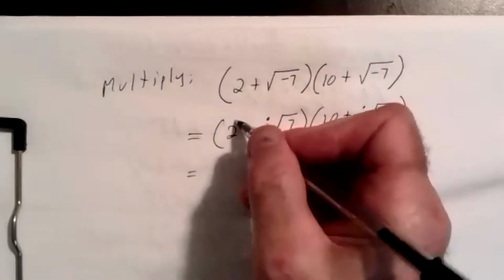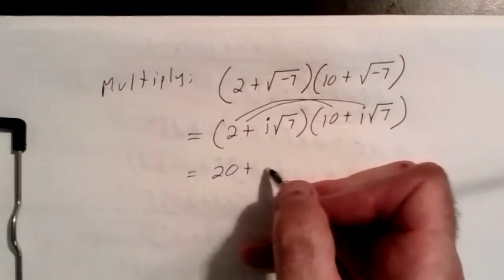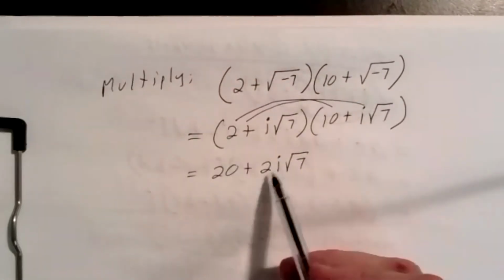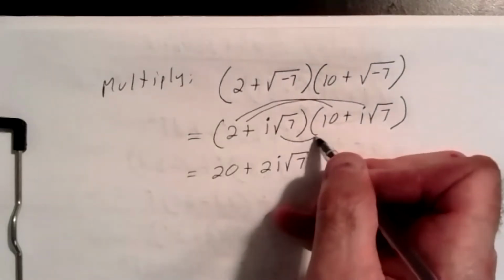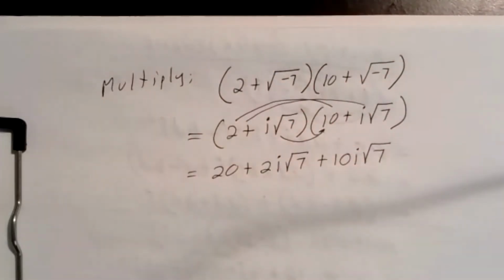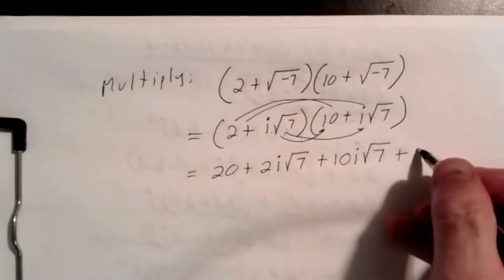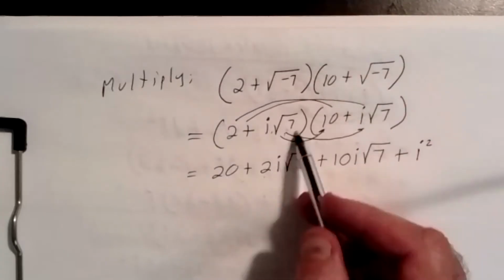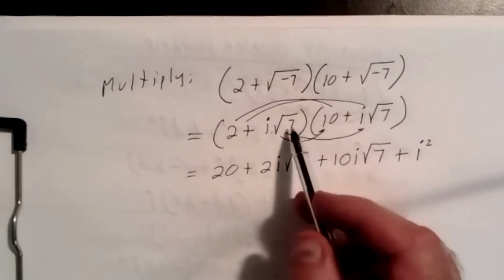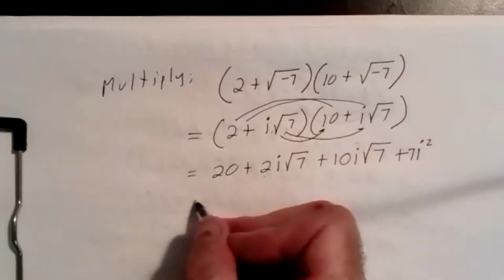Now we just FOIL this out. 2 times 10 is going to give us 20. 2 multiplied by i square root of 7 is going to be plus 2i square root of 7. What's i square root of 7 multiplied by 10? 10i square root of 7. And what's i square root of 7 times itself? i times i is i squared. And what's the square root of 7 multiplied by itself? It's the square root of 7 times 7, or the square root of 49. But what's the square root of 49? 7. So it's going to be plus 7i squared at the end.